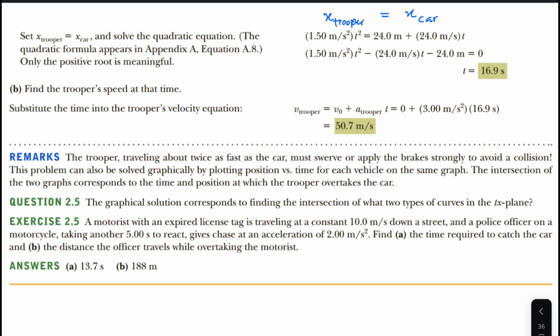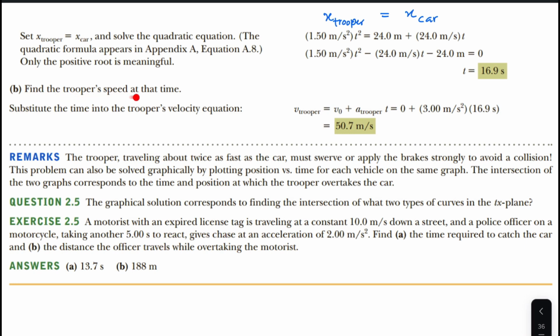So you substitute the two equations that we already constructed in the previous slide. Okay, we will have this equation. Then we're going to solve for the T. You will have T equal to 16.9 seconds. This is the time needed for the trooper to finally be at the same position as the car.